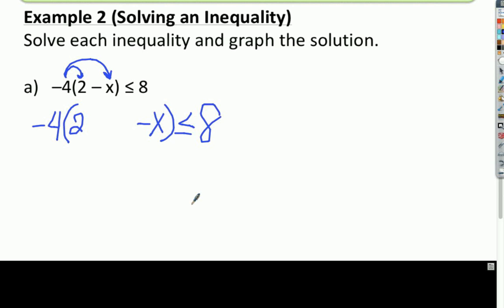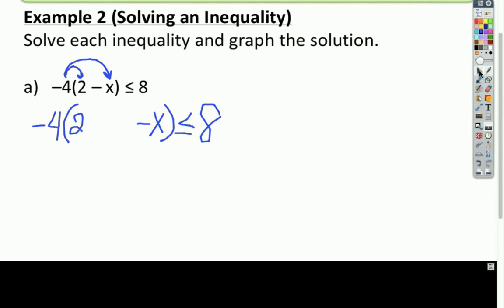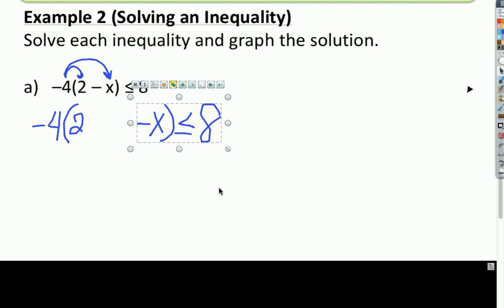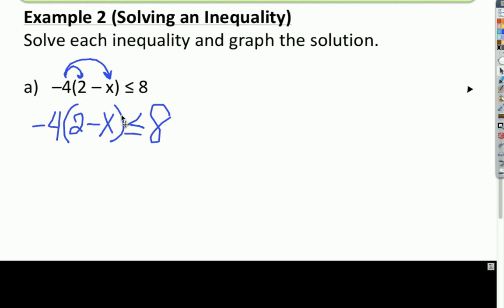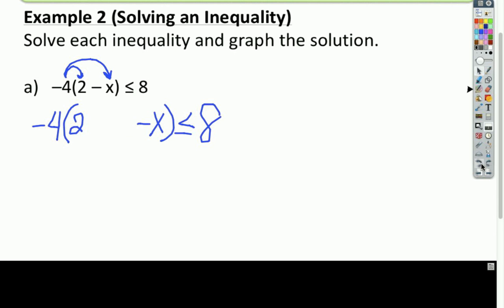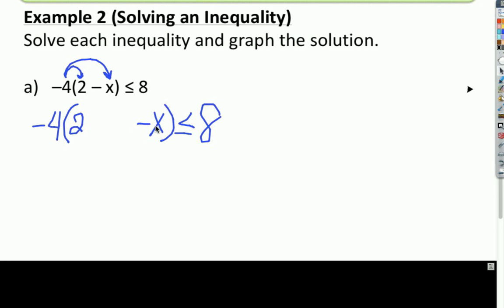That's what I see. So some of you who are still saying to yourself, but Mr. Gow, that's subtraction. Well, it is subtraction, but it is also a negative number. So that is really negative 4 times 2 and negative 4 times negative x. And what your brain should do is insert the word "and" in between 2 and negative x. That's it.